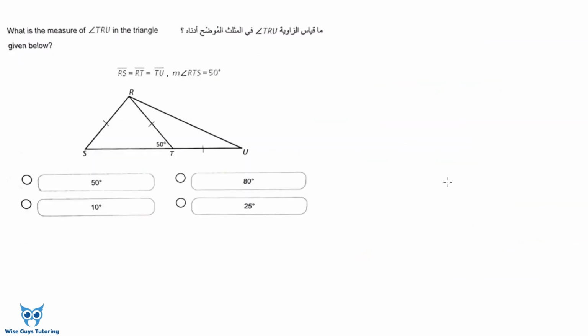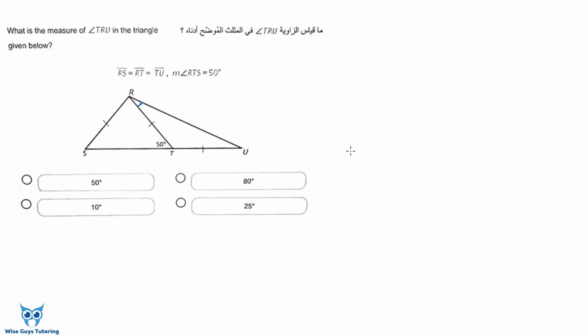So this one's got a couple of combined triangles there. It says, what is the measure of angle TRU in the triangle? So in case you're not sure, when you're reading angles and it says TRU, that means you're at T, you go to R, you go to U. The angle is at the middle letter, right? It's this angle right here, TRU. They tell me that RS is equal to RT is equal to TU. And the measure of this angle here is 50, right? Remember, RTS, angle of T.